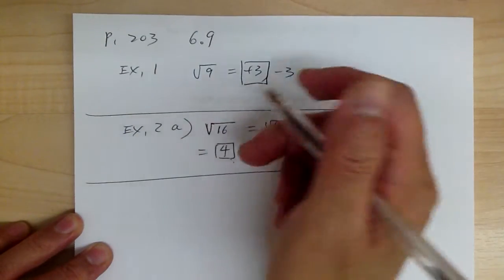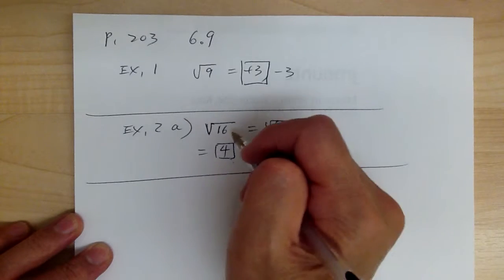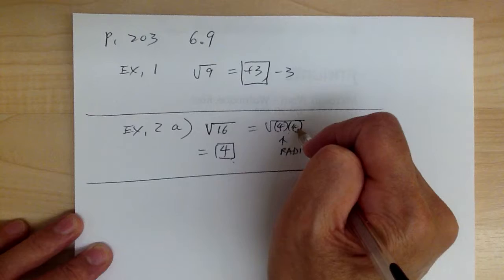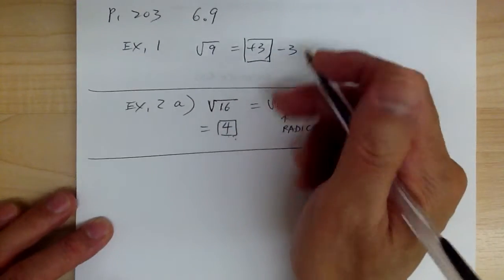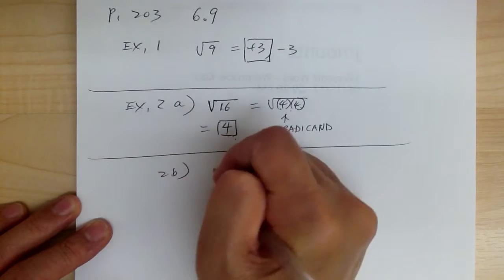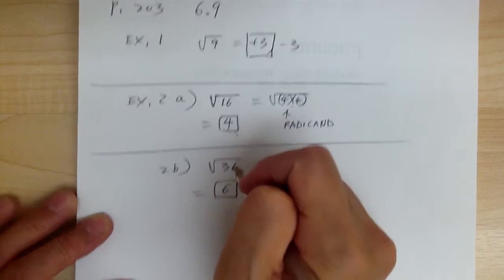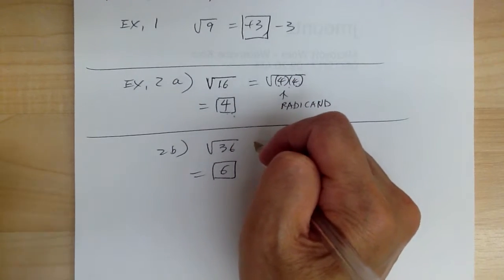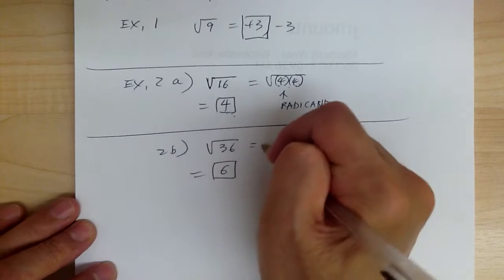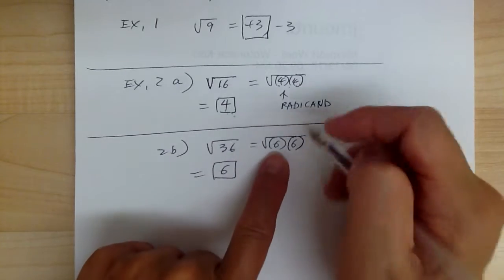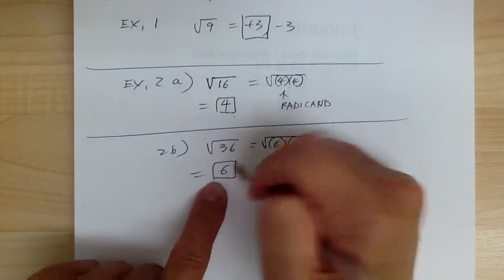Square root means you need to get 2 of the same number to make an integer. So you have to think about what times itself will give you that 16. The answer is 4, because 4 times 4 gives you 16. Okay, 2b, square root of 36, the answer is 6, because 6 times 6 will give you 36. Again, you don't have to write this part out, but I'm writing it so it helps you visualize. So 36 equals 6 times 6, so again, 2 radicands make 1 integer.